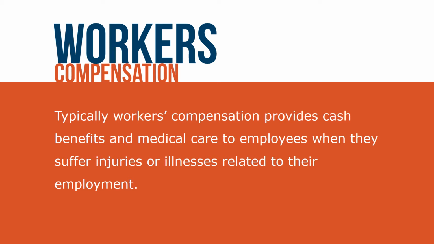Workers' compensation was actually the first type of social insurance developed widely in the United States. In 1911, the state of Wisconsin established the first work comp program. All 50 states, as well as the District of Columbia, Puerto Rico, and the Virgin Islands, have some type of work comp program. Typically, workers' compensation provides cash benefits and medical care to employees when they suffer injuries or illness related to their employment. It also provides survivor benefits to dependents of workers who die due to work-related incidents. Workers who receive these benefits are not permitted to sue employers for damages of any type.